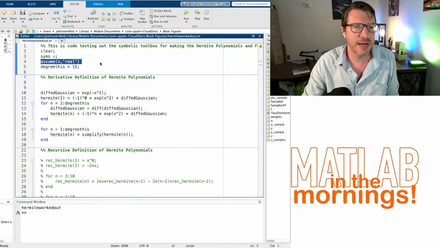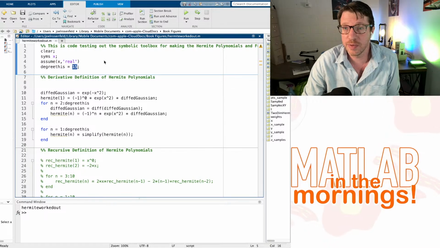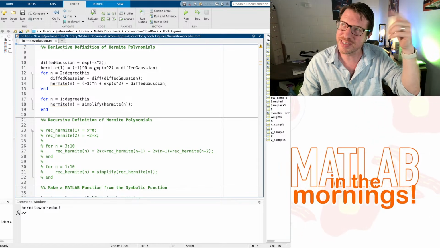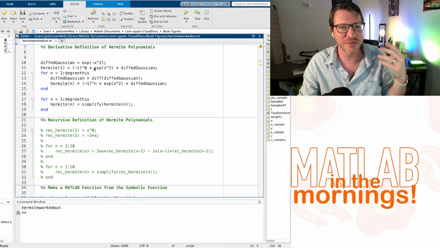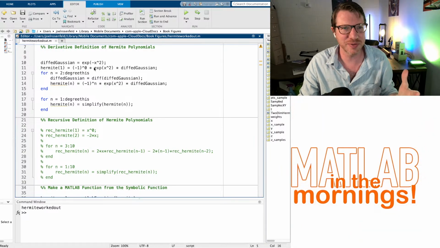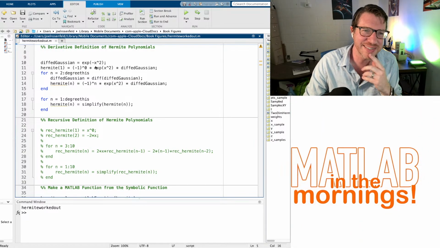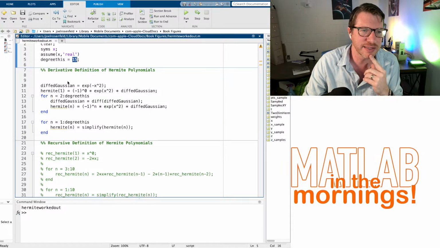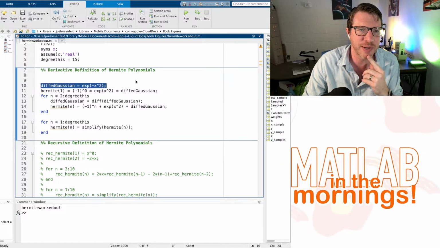And this variable here just tells me how far I want to take my Hermite polynomials, and in this case it's going to be 15 degrees. I think it's actually, if I work with Matlab, I'm like, wait, does it start at 0 or does it start at 1? And do you use braces, or square brackets, or parentheses? Anyway, so I have here this diff Gaussian, and it starts out just being my regular Gaussian.